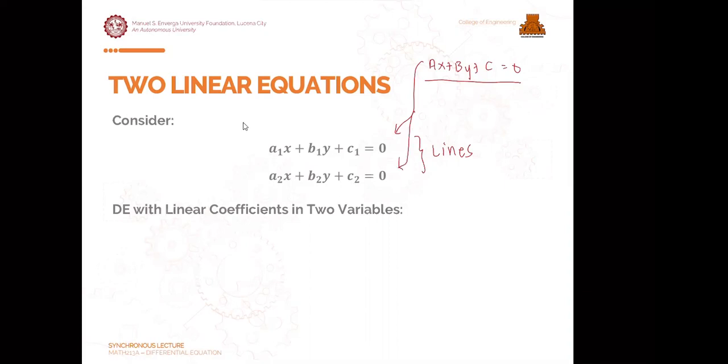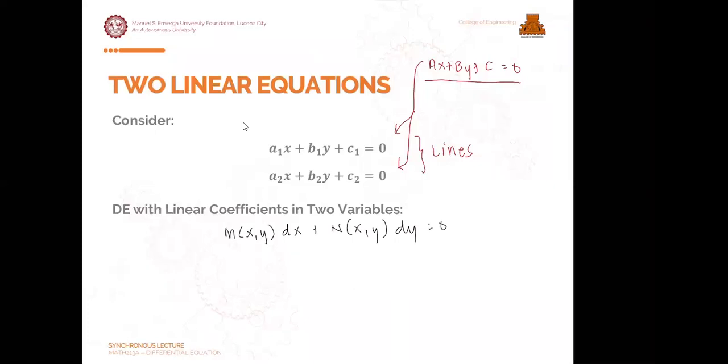So meaning, sa discussion na 'to, kino-consider natin is mga differential equation na may two linear equations. Ito yung equation na yun, itong a1x plus b1y plus c1 is equal to 0. And yung other equation na a2x plus b2y plus c2 is equal to 0. Pero saan natin makikita yan? Makikita natin yan dun sa standard formula ng differential equation natin. So, standard formula natin, di ba, is M in terms of x and y dx plus N in terms of x and y dy is equal to 0.